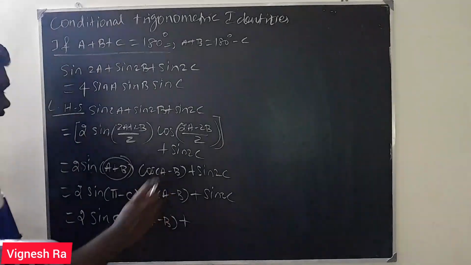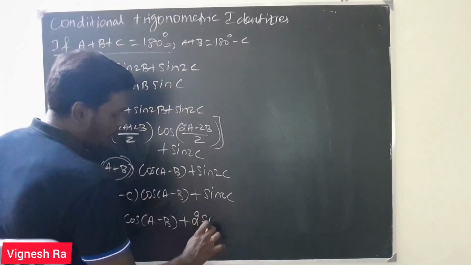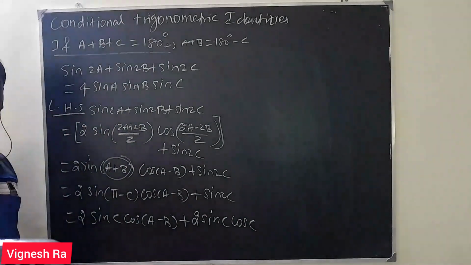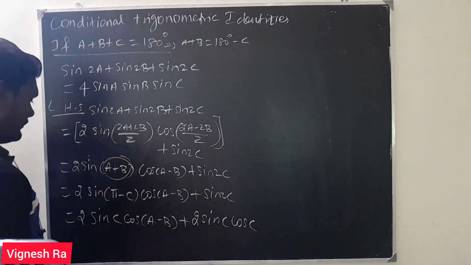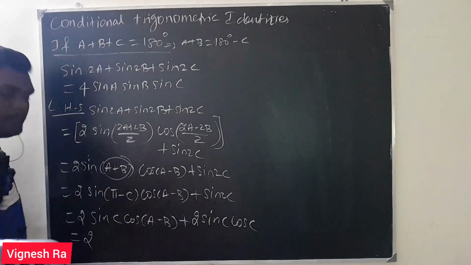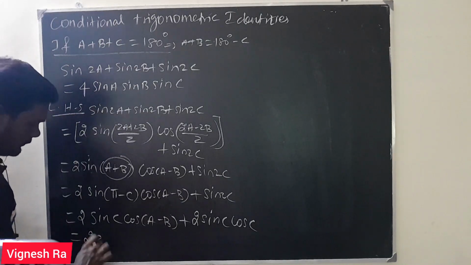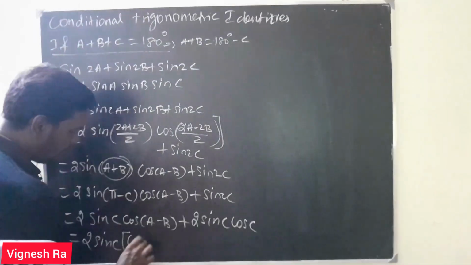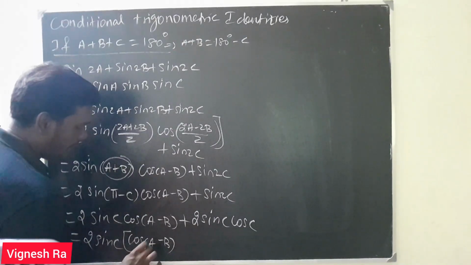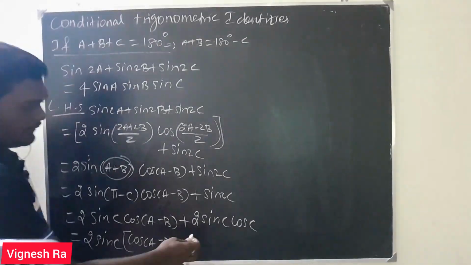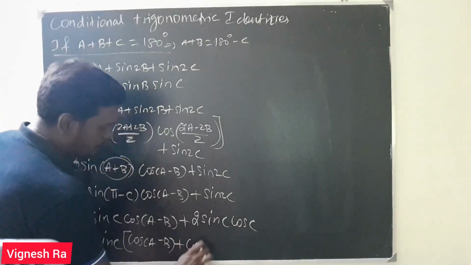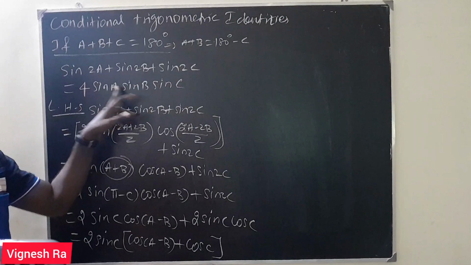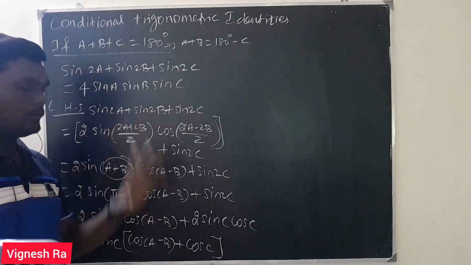Sine 2 theta formula. What is sine 2 theta formula? 2 sine C cos C. Is it or not? From this anything can be taken out common. We can take out 2 sine C as common. Then remaining we may have cos A minus B remaining from the first term, plus from the second term we have cos C. Now 2 sine C, for this product sin C is ready.